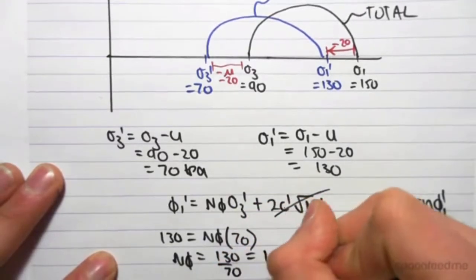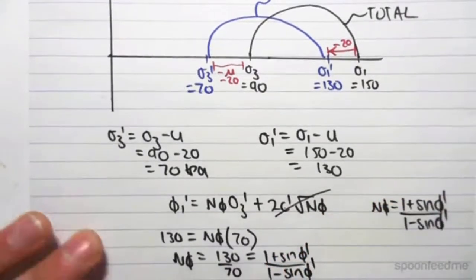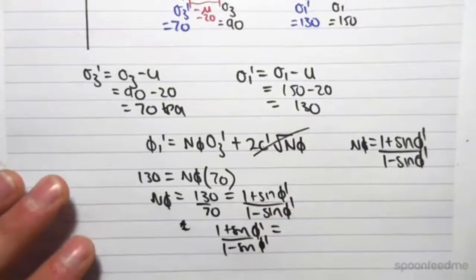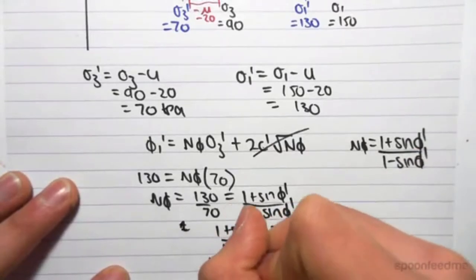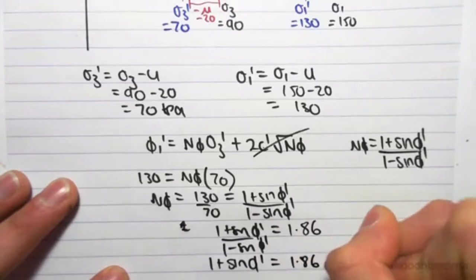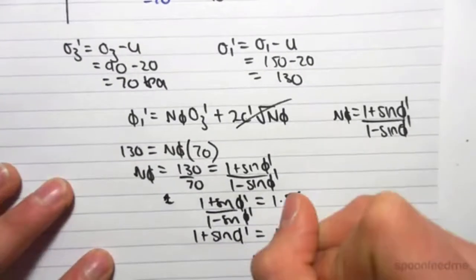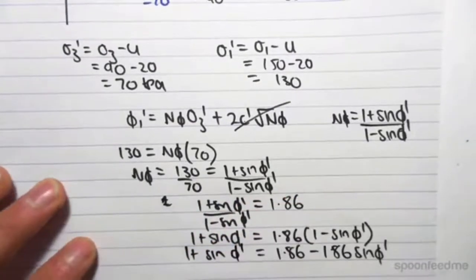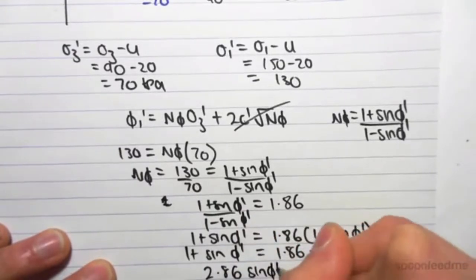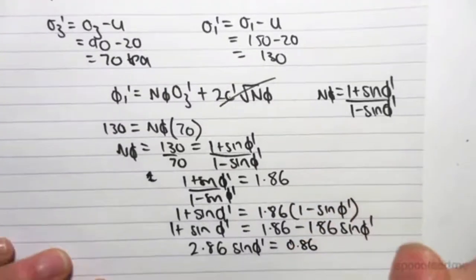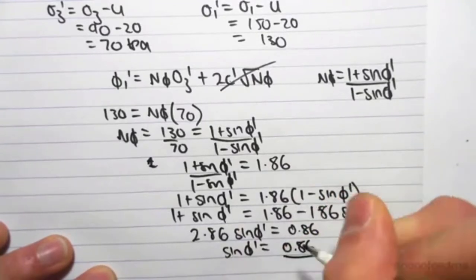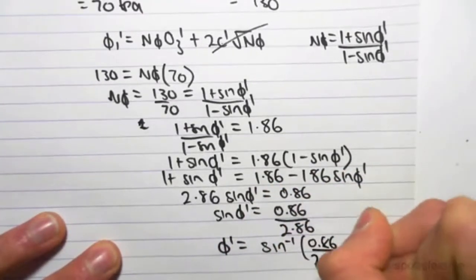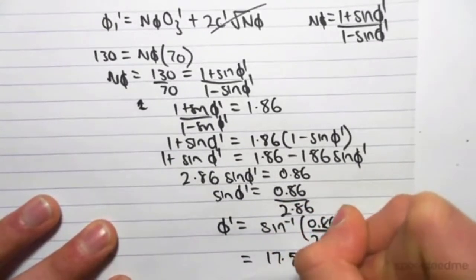We know that N phi equals 1 plus sine phi dash on 1 minus sine phi dash, which means 1 plus sine phi dash on 1 minus sine phi dash is equal to 130 on 70, which is about 1.86. We can rearrange this to get 1 plus sine phi dash equals 1.86 times 1 minus sine phi dash, and this equals 1.86 minus 1.86 sine phi dash. We could then rearrange this again to get 2.86 sine phi dash equals 0.86, which means that sine phi dash equals 0.86 on 2.86. So phi dash will equal the inverse sine of 0.86 on 2.86, and we get a phi dash of around 17.5 degrees.